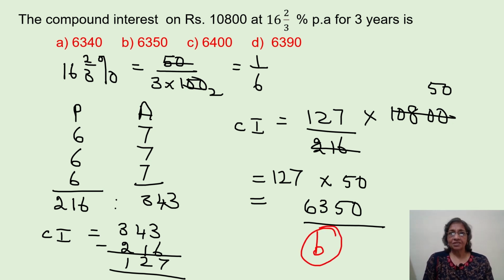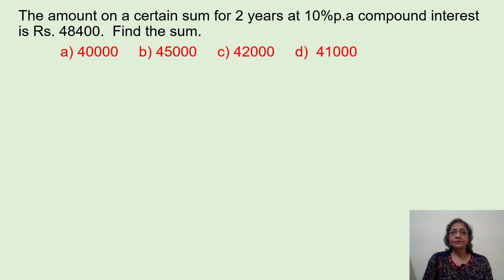3 sums I have taken, which are similar. All the 3 we have done only by the ratio fraction method. The reason is when the rate percent is given as a fraction, it is best to use this method. All right. Now come to a different sum.